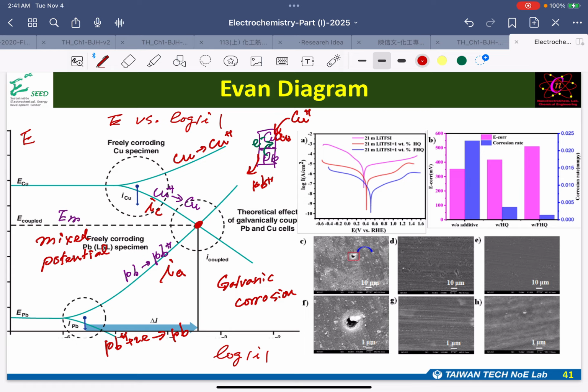Because this potential obtained is from two different reactions. One is lead oxidation, one is copper reduction. So we get this potential. So this potential is not an equilibrium potential. It's just a steady state potential, or the current is a steady state. This potential, and we can also get the current.